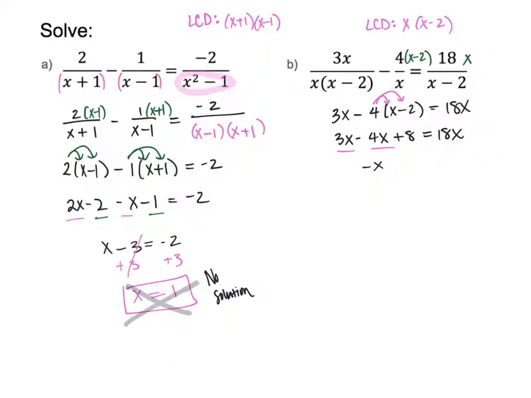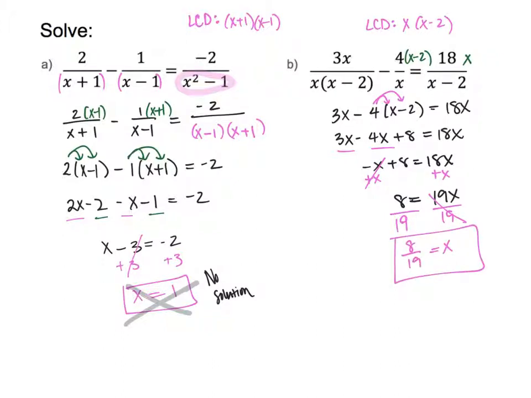Ooh, this just got a little bigger. Plus 8 equals 18x. So if I add x to both sides, that cancels, and I just have 8 equals 19x. I'm going to divide by 19. So x is equal to 8 over 19. Got a fraction here, so not as pretty a number as before.